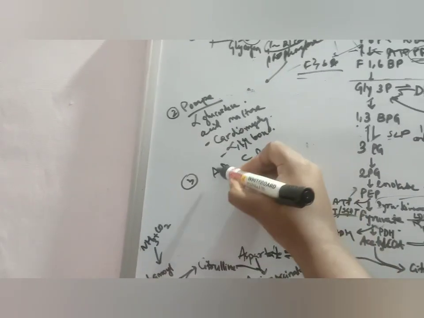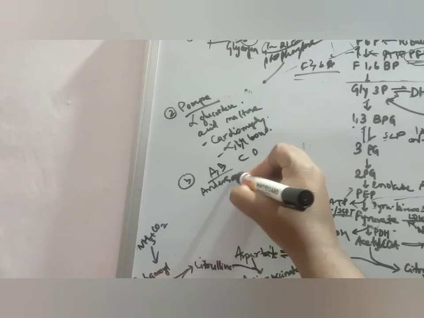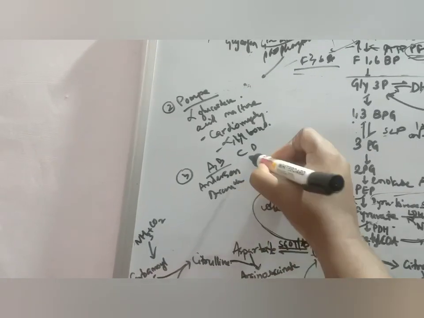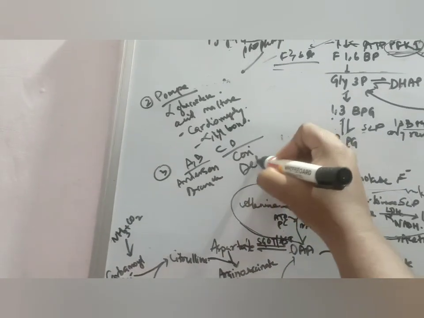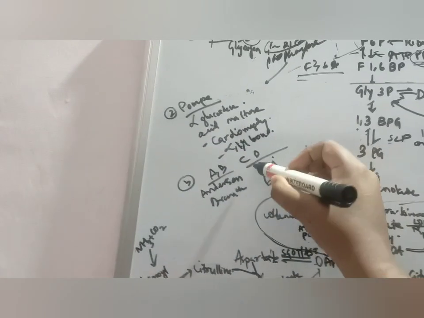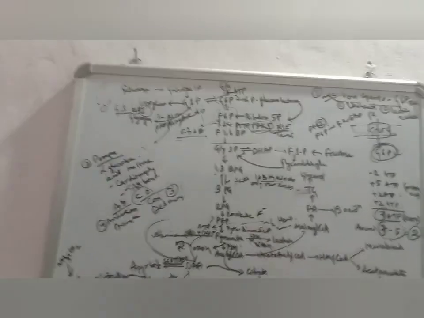Then what is type 3? Type 3 and type 4, remember, they are branching and debranching. There is a mnemonic for it, A, B, C, D. Anderson is branching enzyme defect. Cori is debranching defect. But remember, Cori is type 3, Anderson is type 4.